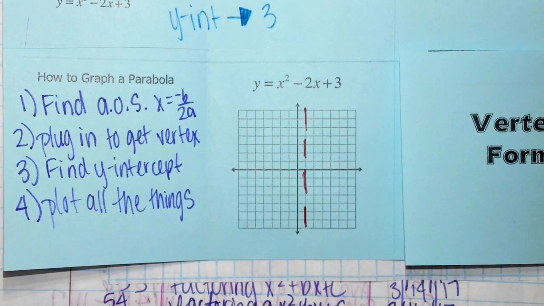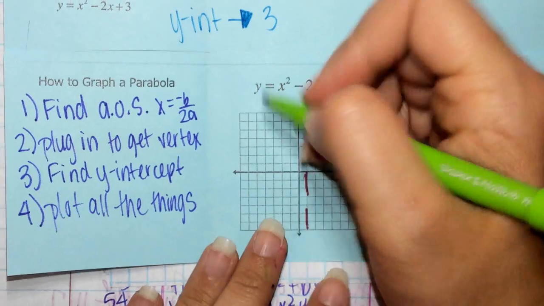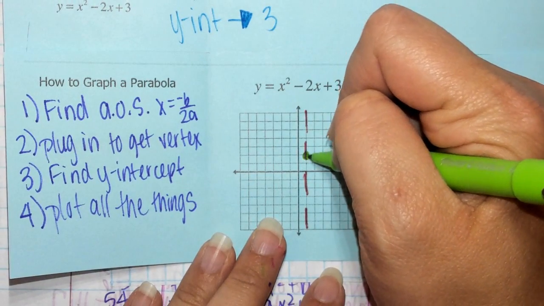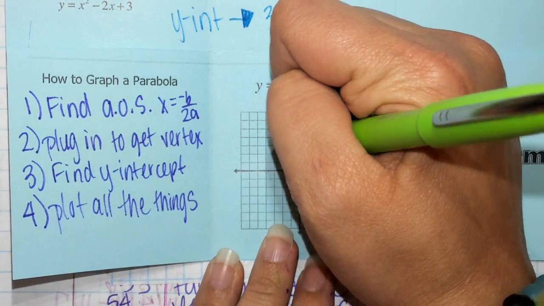Alright, next I want you to plot your vertex. What was our vertex? 1, 2. Yes, so you go right 1, up 2. Alright, from there, I want you to plot your y-intercept. What was our y-intercept? 3. So go up 3.